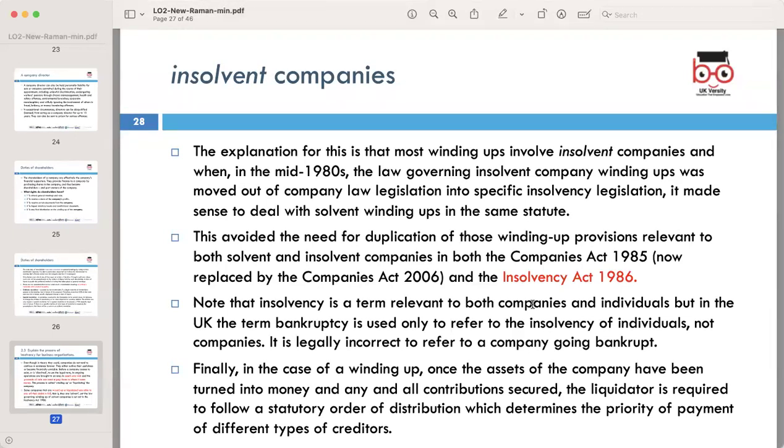It's crucial to note that the term insolvency applies to both companies and individuals, whereas bankruptcy specifically refers to the insolvency of individuals, not companies. When winding up a company, a statutory order of distribution dictates the priority of payments for different types of creditors.